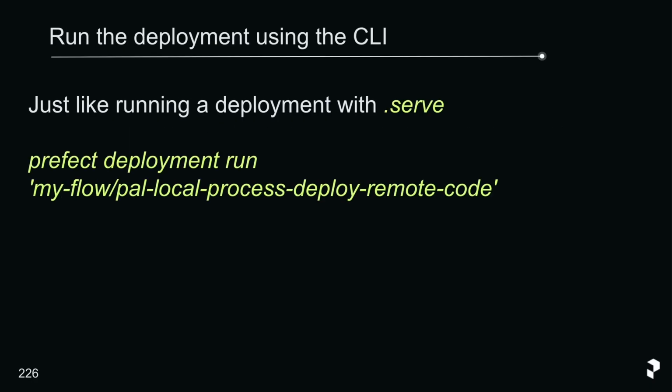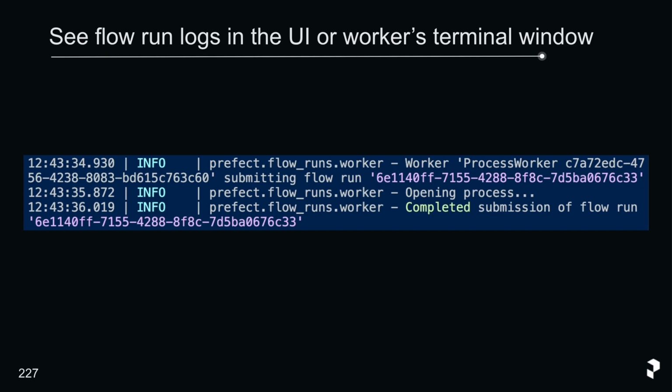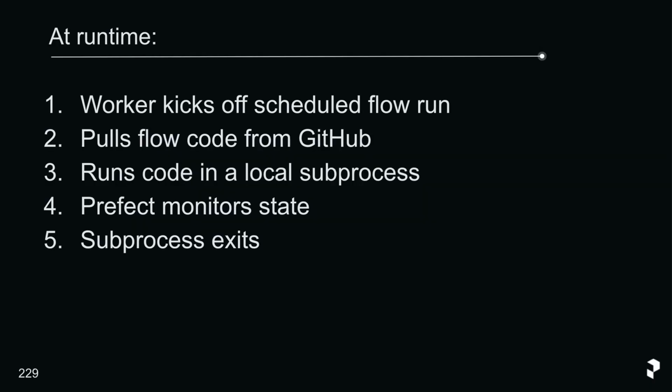Similarly to how we were running a deployment with .serve, we can run a CLI command to kick off our new deployment. In this case, it would be prefect deployment run, and then we are passing in the name of the deployment, so my flow, and then the local process deployment name. And once we have kicked off a new run, we will be able to see the flow run logs in the worker's terminal window. Since it is a process worker, the flow run will be running in the same process as the worker itself. So what's happening at runtime?